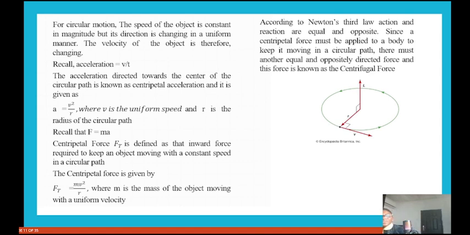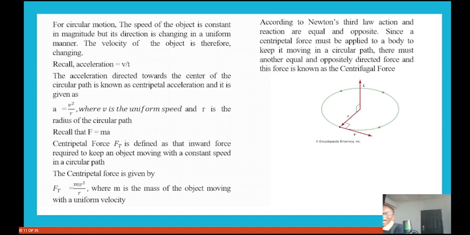Centripetal force is defined as that inward force required to keep an object moving with a constant speed in a circular path, and it is given as Fc equals mv squared divided by r, and we have seen how we derived that formula. m is the mass of the object moving with a uniform velocity.